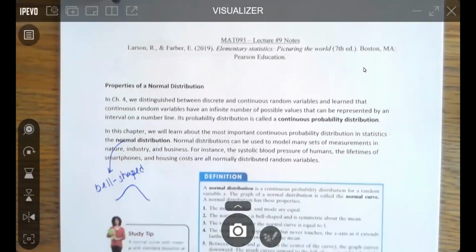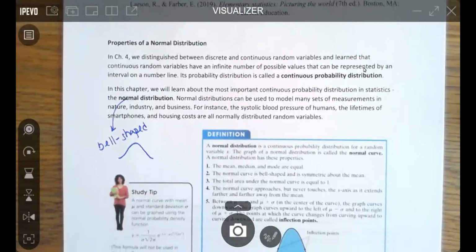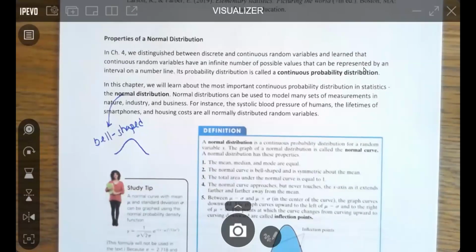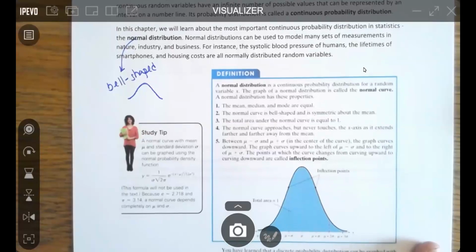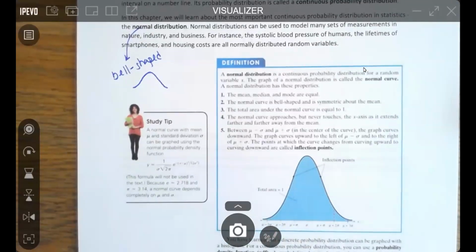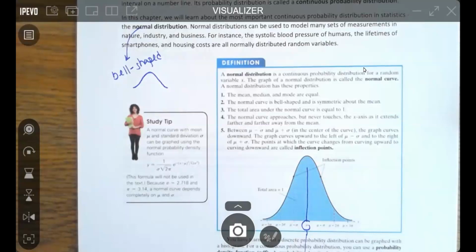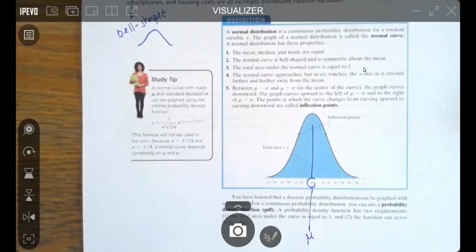So here is your normal distribution. Again, it's continuous. The graph of it is called the normal curve, and it has the following properties. The mean, median, and mode are all equal, and they occur at the center. Now, if I'm being realistic, we don't really use the median or mode too often here. We tend to refer to the mean as the most important one. So that's why you're noticing at that center here, this lower value there is your mean.